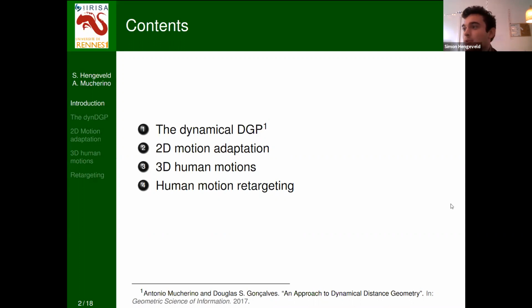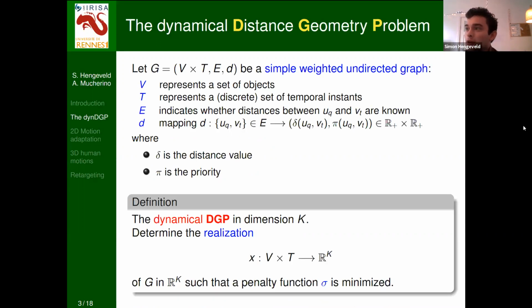All right, so what is the dynamical DGP? Well, in previous talks last week, we've seen the definition of the regular distance geometry problem, but in our case, we have a temporal side to it as well. So in our graph, the vertex set consists of objects paired with a time, a temporal instant. And then our edges in this graph represent whether or not we know a distance between two of these vertices. So two vertices could also be the same object at two different times. And then finally, we have a mapping D, which maps a priority to such a distance.